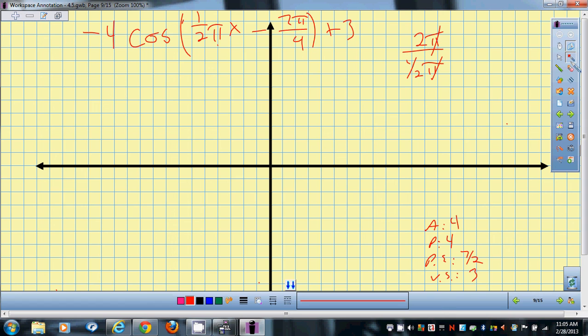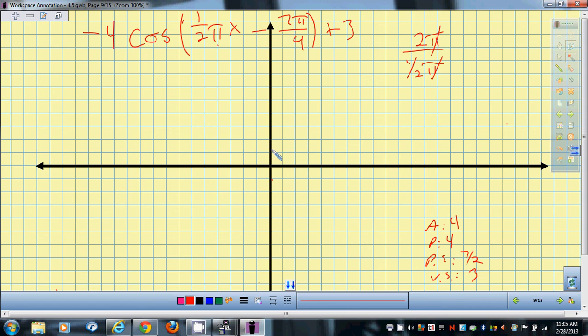But if we were at 4 and -4, then what's my vertical shift? So is that 1 to 7? -1 to 7? So -1 to 7. And we know we're starting at our minimum, so we're going to put our first point at -1. And there's 7. We're going to need that for later. Okay.